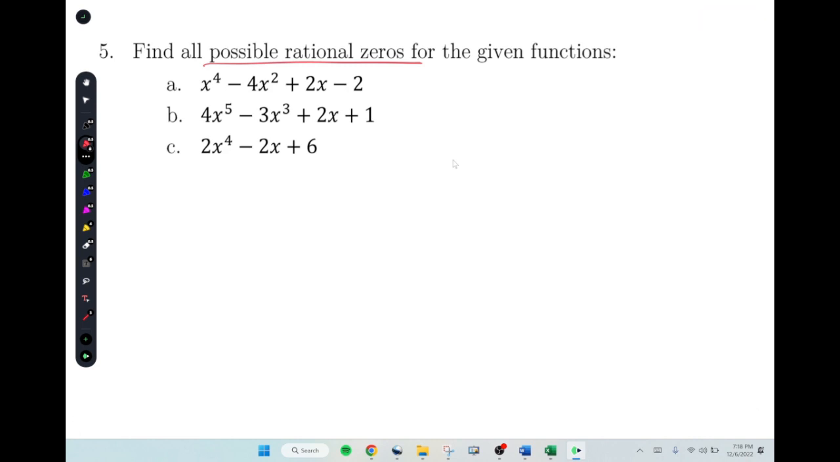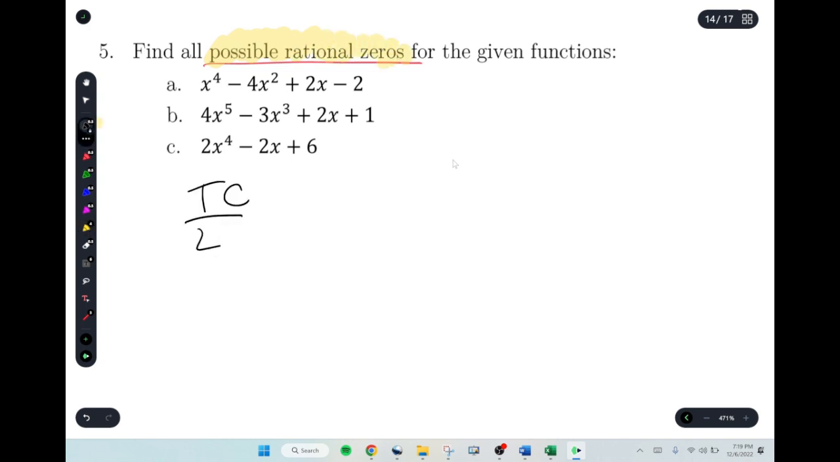Find all possible rational zeros. How do we do that? Oh, no, you're making it way too hard. How do you find all possible rational zeros? Not all zeros. It doesn't ask you for all zeros. It asks you for all possible rational zeros. Dude, this is an important phrase. TC over LC. So what's your TC? -2. There's your TC. What's your LC?